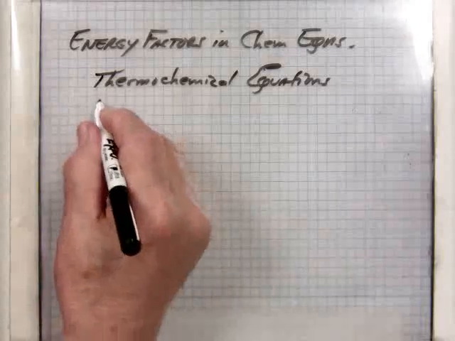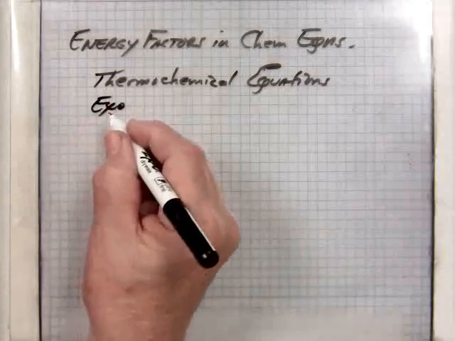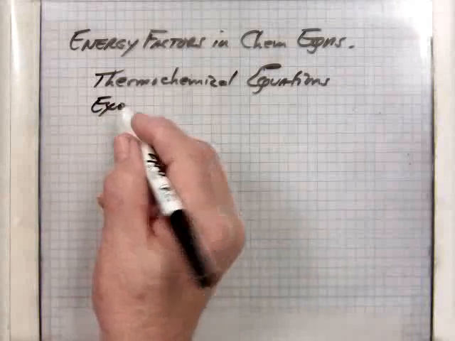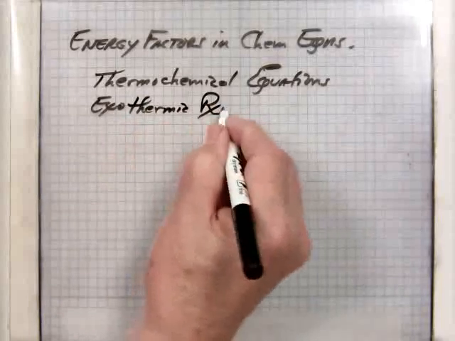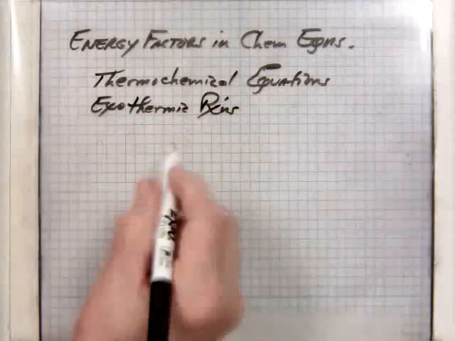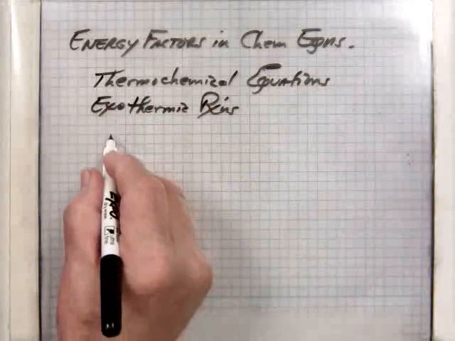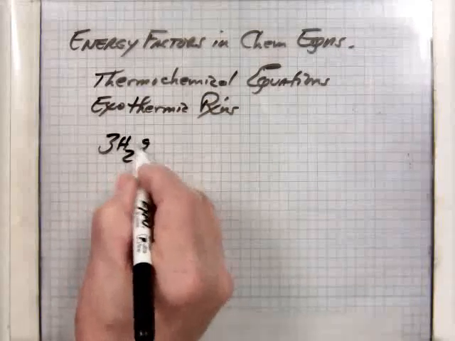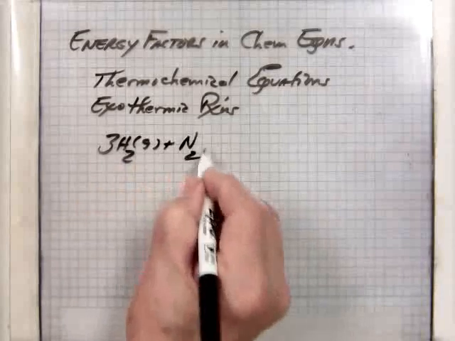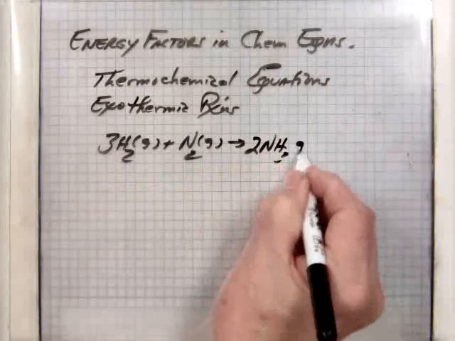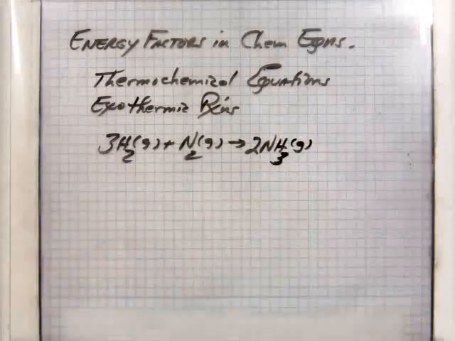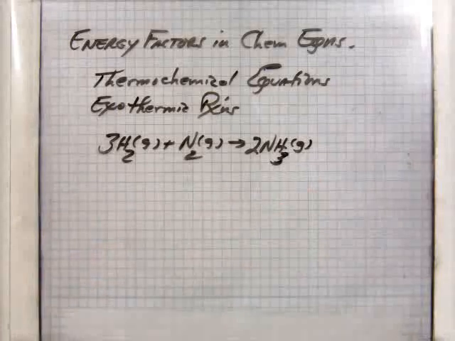Let's start with exothermic first, because that's what the example equation is. So we're given an equation, 3H2 as a gas plus N2 as a gas going to 2NH3 as a gas. Now there are 2 ways to write energy numbers into the equation. One is detached and one is included.